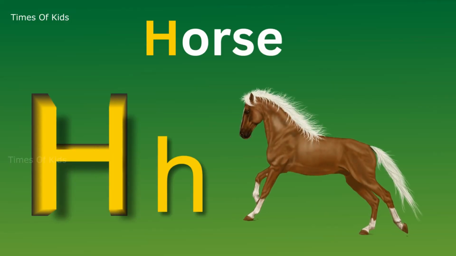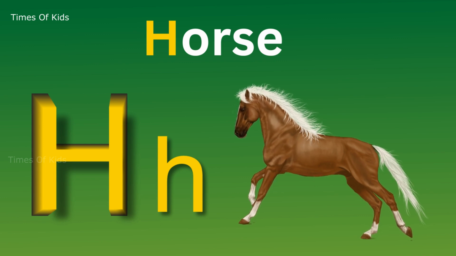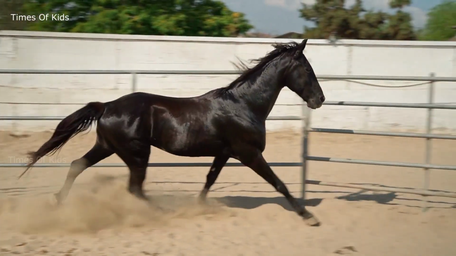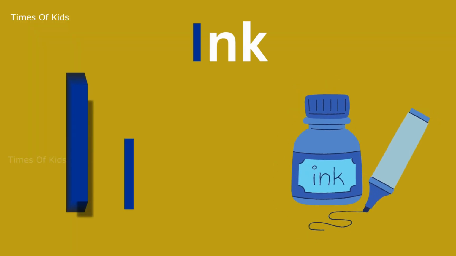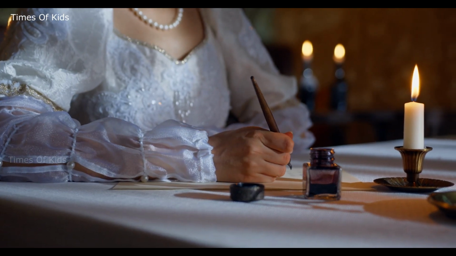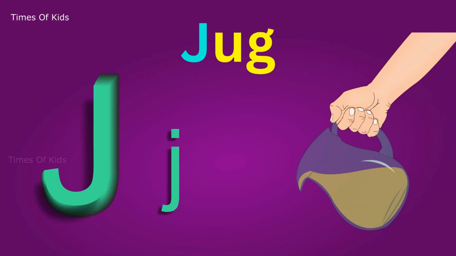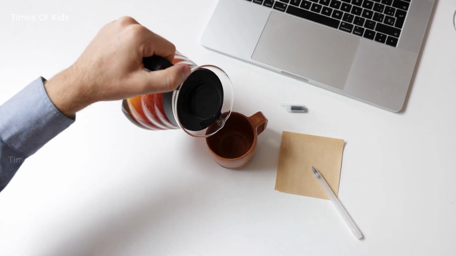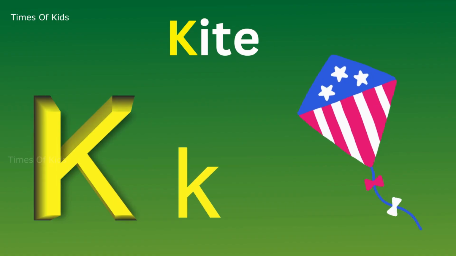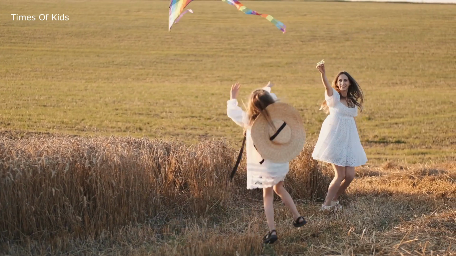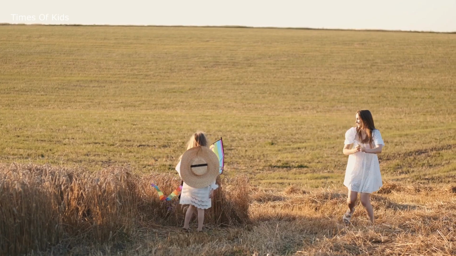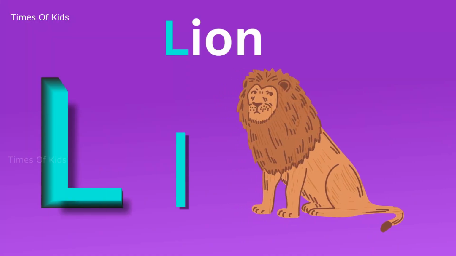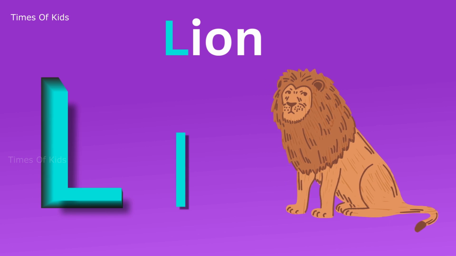H for horse. I for ink. J for jug. K for kite. L for lion.